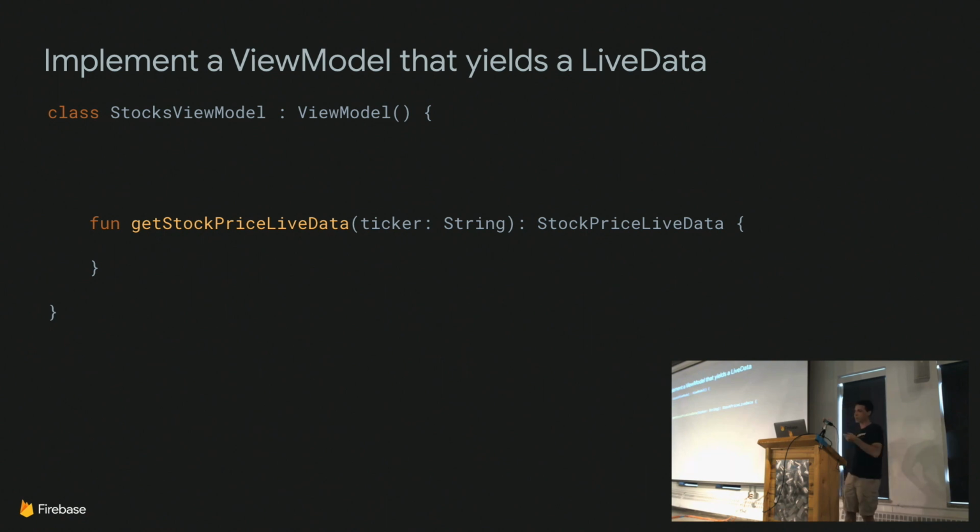So I'll make one called get stock price live data. Well, this is Java, isn't it? Get stock price live data, pass it a ticker string, and have it return that live data that we created earlier, that one from slides ago.